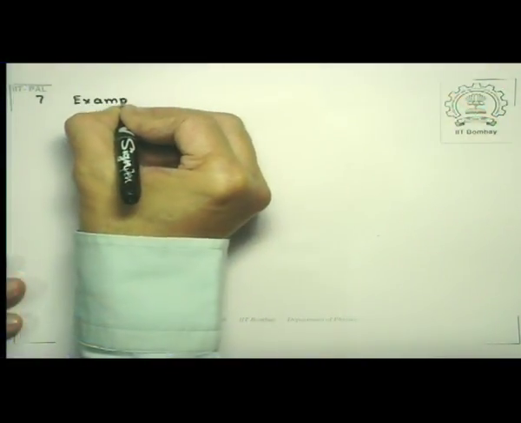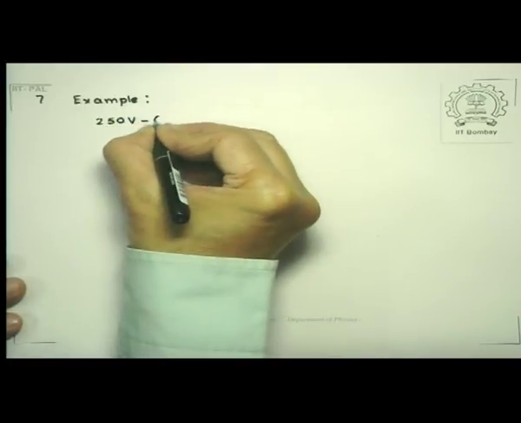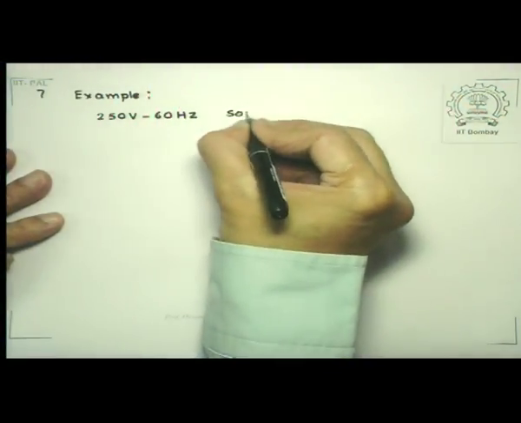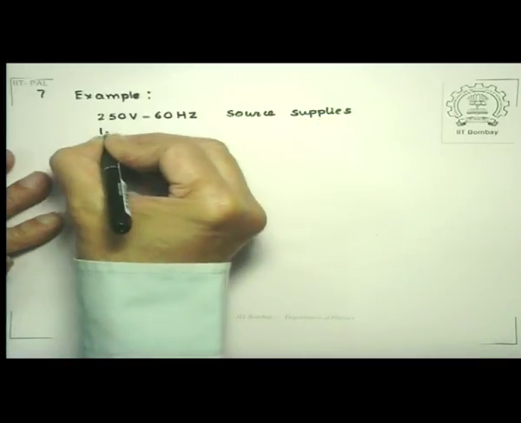Let us illustrate this with some numerical examples so that it becomes slightly clearer. Suppose I have a 250 volts, 60 hertz source. Many of these numbers I take because the calculations become easier. As you know, 250 volts is not a household supply or things like that, but it doesn't matter. And suppose this source supplies 1.5 kilowatt of power.